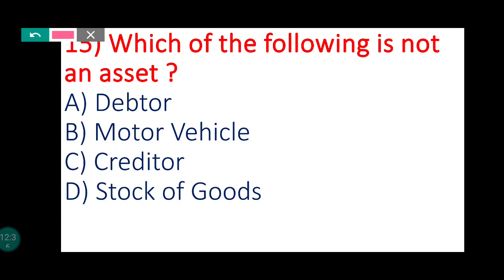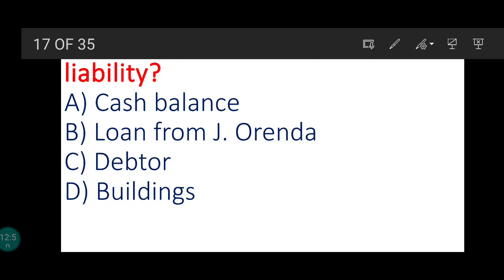So which of the following is not an asset? So answer is creditor, because creditor is a person to whom money is payable. Okay, money is payable to them. So here creditor are the liabilities. So here what was the question? Which of the following is not an asset? So answer is creditor. Creditor is not an asset.